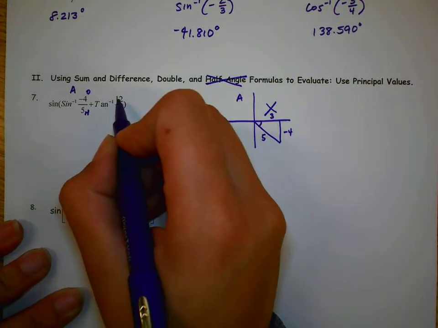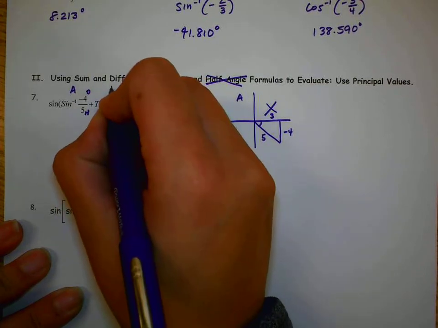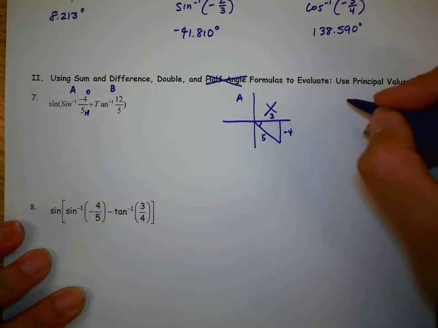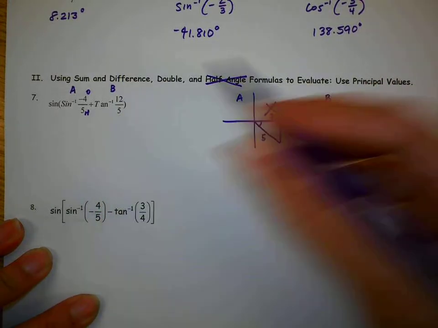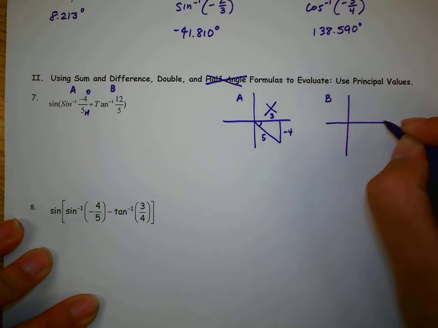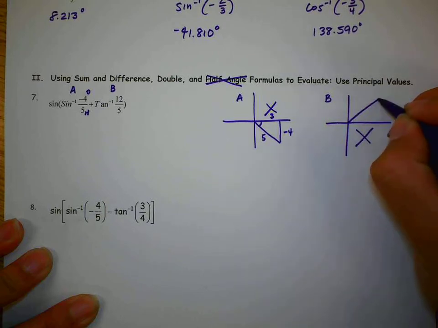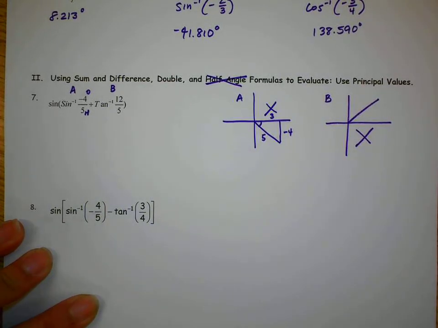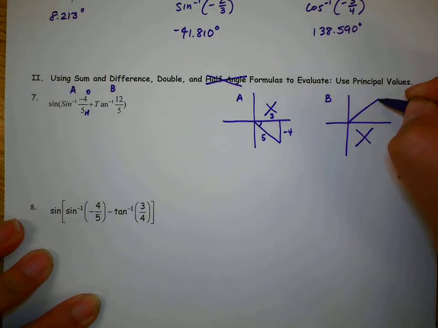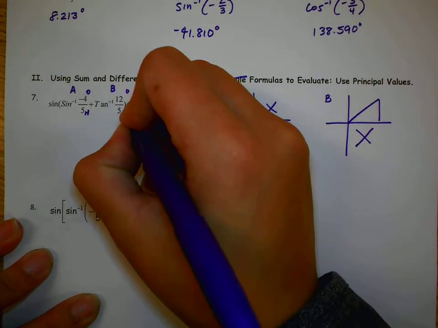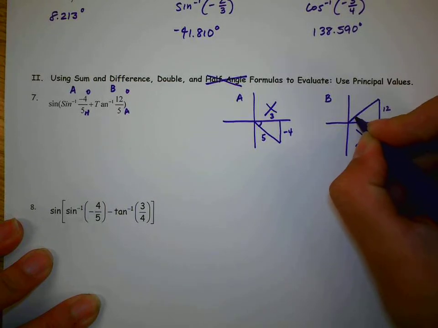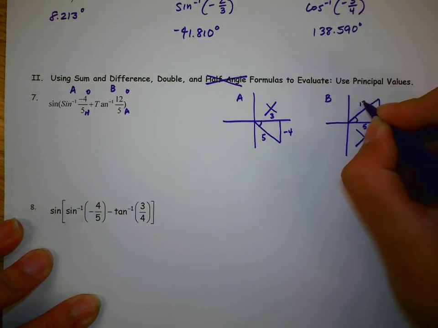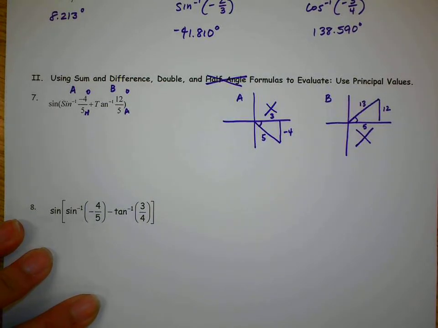This is inverse tangent of 12/5, so this is going to be angle B. Tangent is positive, so it's got to be in quadrant 1, because remember, principal values for tangent are either quadrant 1 or 4. Tangent again is TOA, so opposite is 12, adjacent side is 5. That gives a hypotenuse of 13. So now I have my two triangles drawn out.